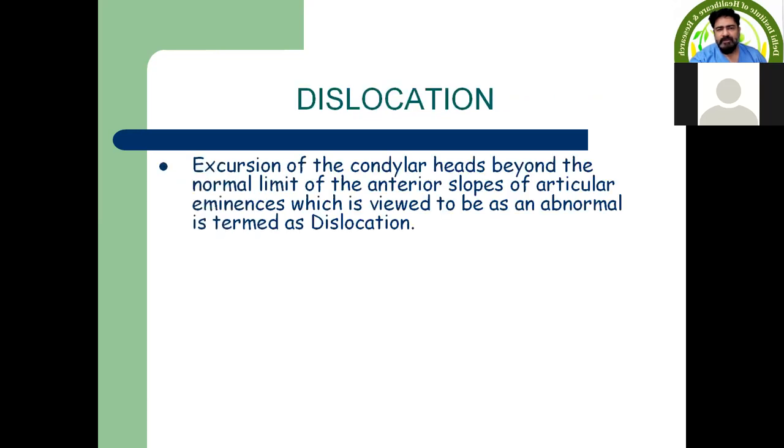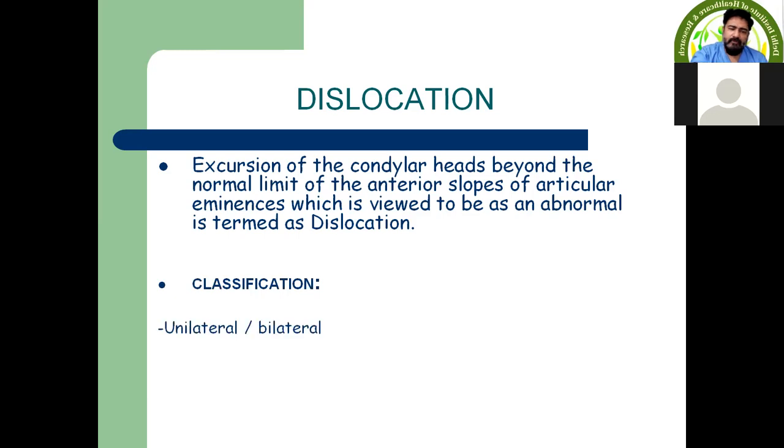Dislocation is an excursion of the condylar head beyond the normal limit of the anterior slope of the articular eminence, which is viewed as abnormal and termed dislocation. It is like this. This is a normal movement, and the eminence is a saddle-shaped structure. So this is called dislocation, when the condylar head moves out of the socket.